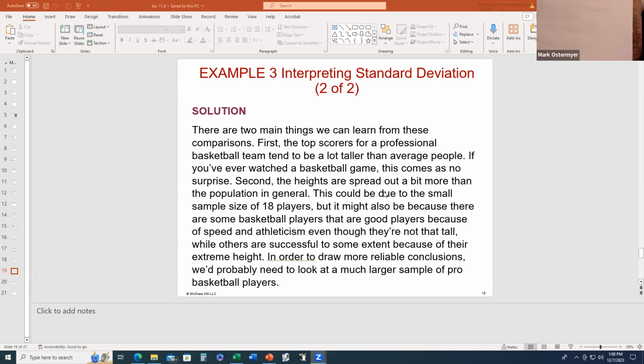The second, the heights are spread out a bit more than the population in general. The reason why that could be is because basketball players probably come from a smaller sample size, as opposed to, if you're building houses in general in this country, you've taken into consideration maybe millions and millions of people and their heights. Okay, and therefore your dispersion is going to be a little bit less in that case about the mean, as opposed to if you have a smaller, more specialized sample. All right.